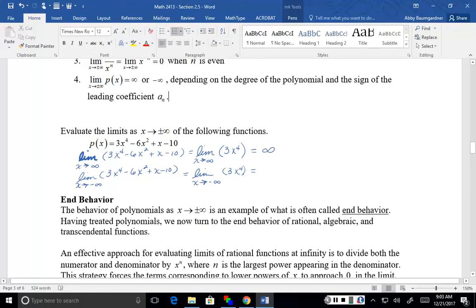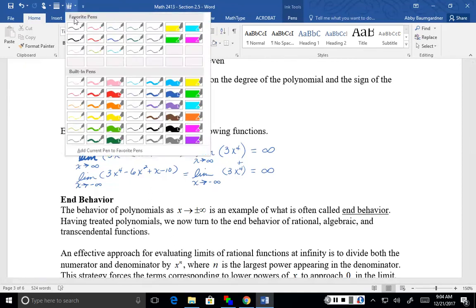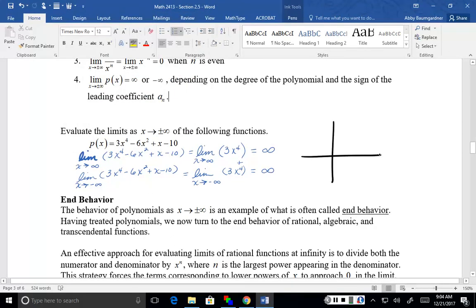Negative infinity evaluated at an even exponent should return a positive value, so it's going to be positive. So we're going to have 3 times a very large positive number, which should again return infinity. All right, so what we're describing here is the end behavior. What we're saying is the graph of this function on the right side, as we approach the far right of the graph, should be going upward. So we know that the right side of this graph is pointed upward.